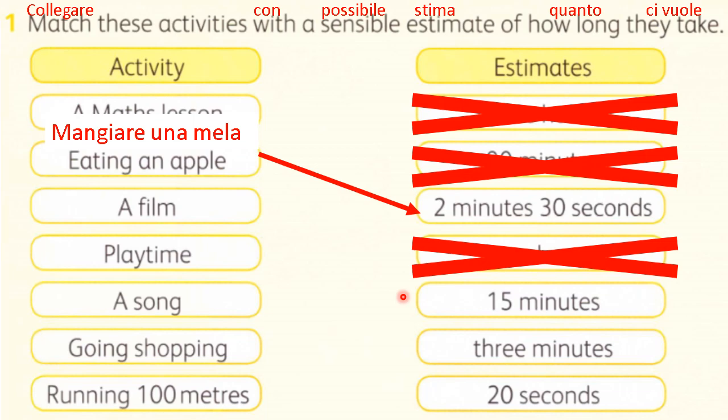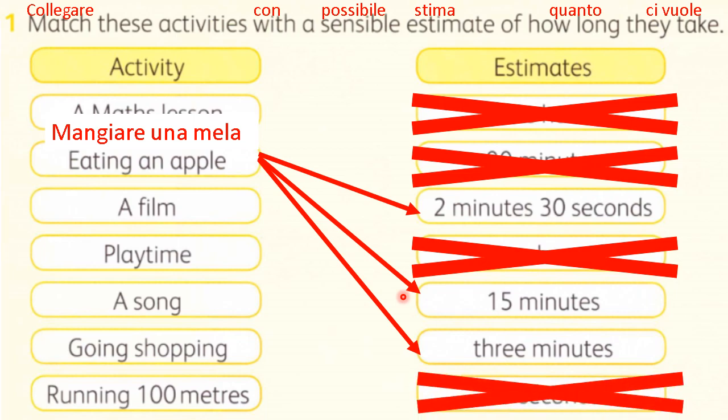15 minutes is a good amount of time for eating an apple, especially if you're doing something else, like your homework or watching a film. 3 minutes is very fast too, but it's a sensible estimate. 20 seconds is not a sensible estimate. Eating an apple in 20 seconds is not a good idea.